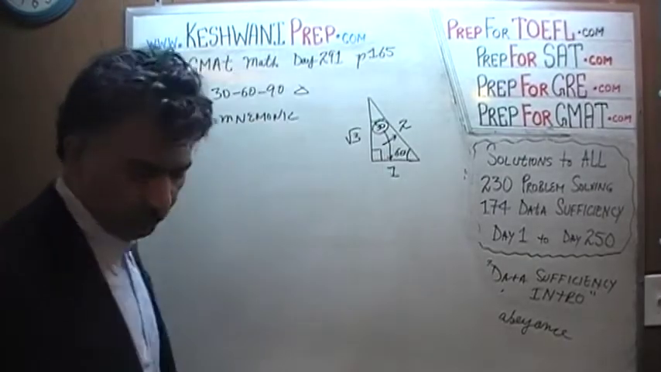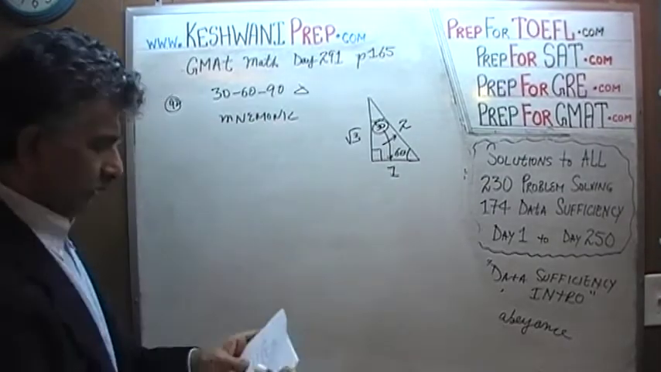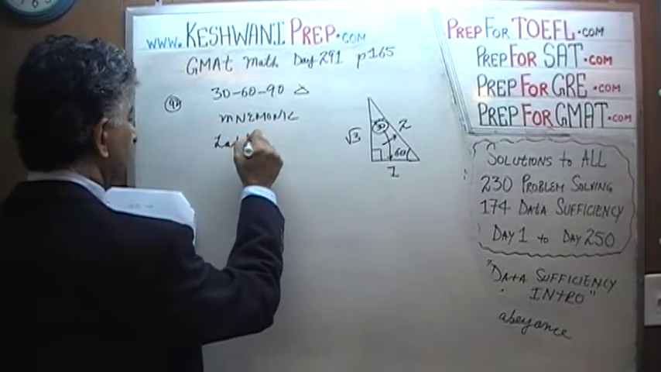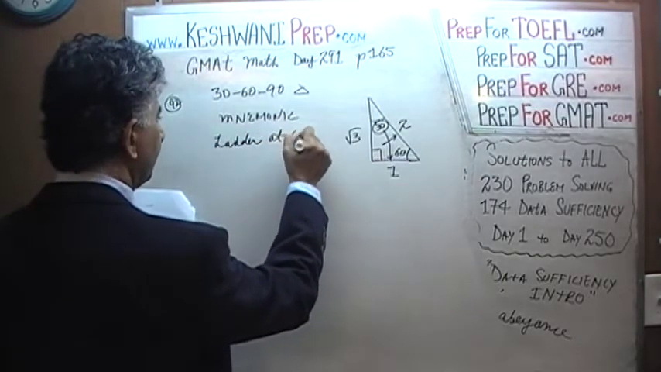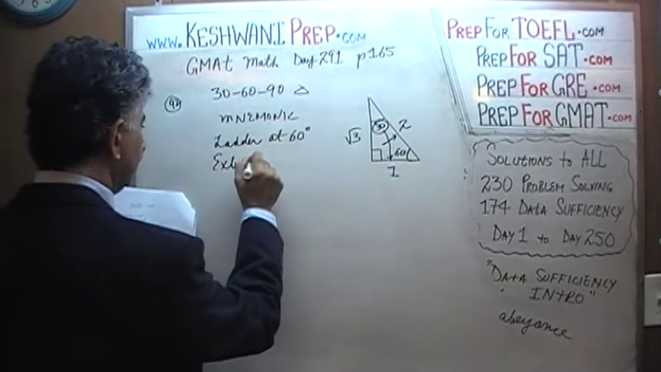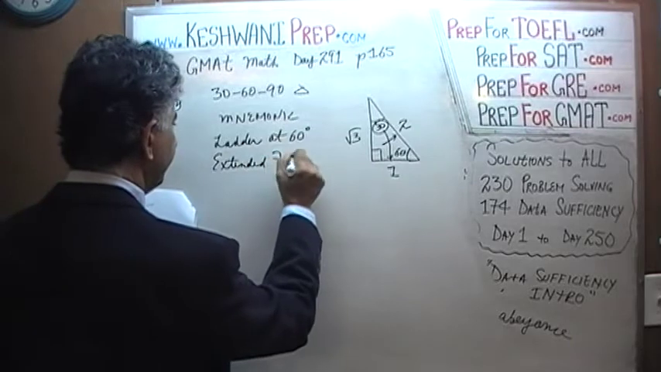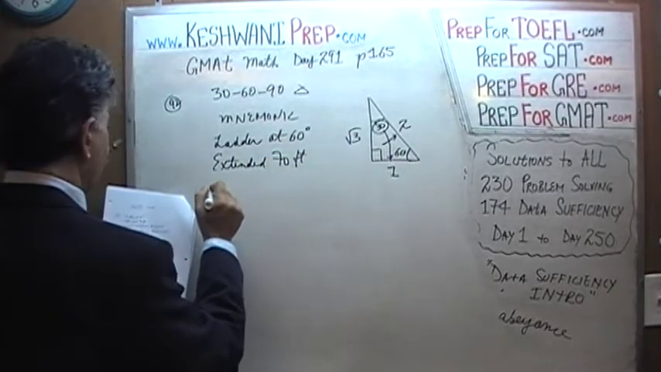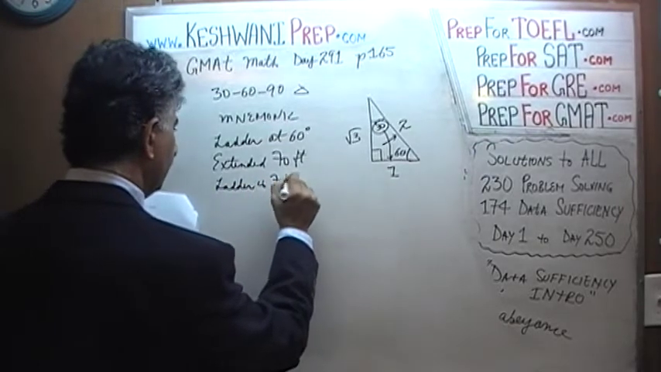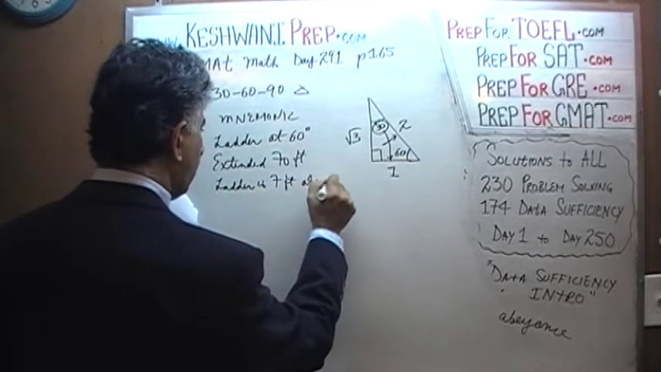Let's look at the problem now. So we have a ladder that is put at a 60 degree angle. We are told that it is extended 70 feet. And we are also told that the ladder is 7 feet above the ground.